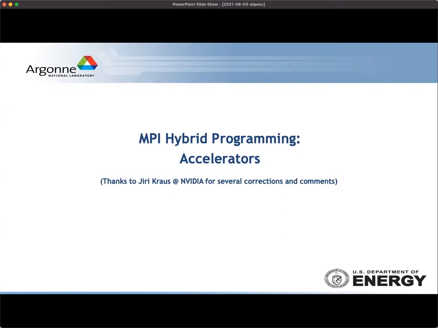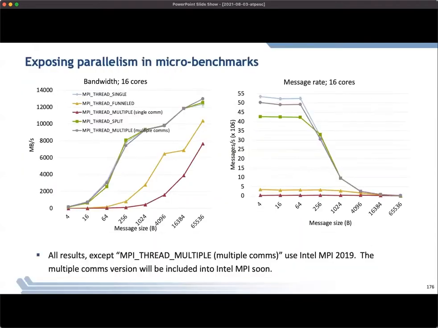Well, what is the reason for thread funneled performing so badly? Well, I think this is mainly related to the locking used internally in the MPI implementation.